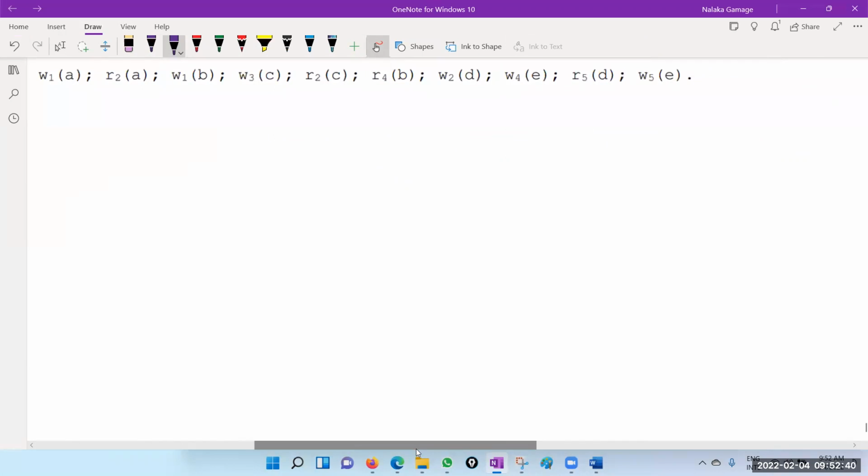Okay, so let's do this. You can use whatever style you like. I like this approach.